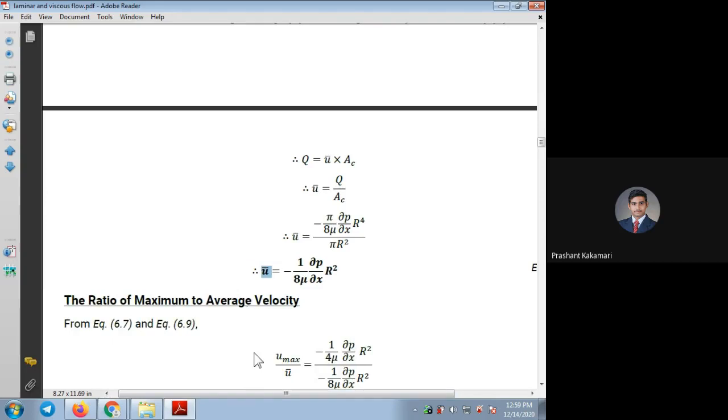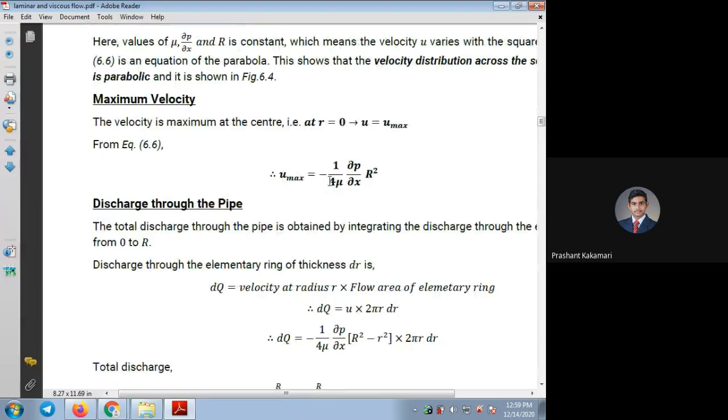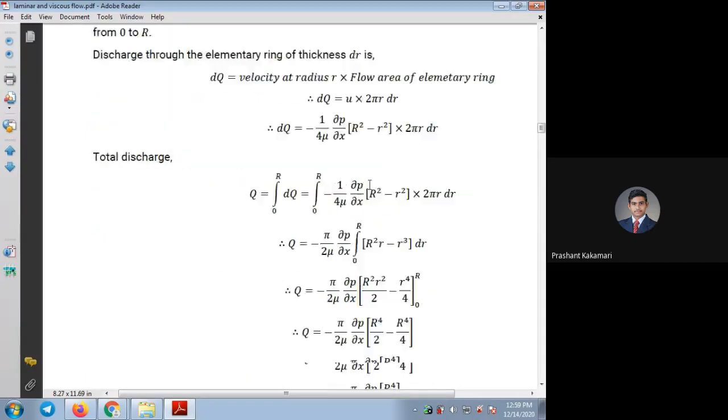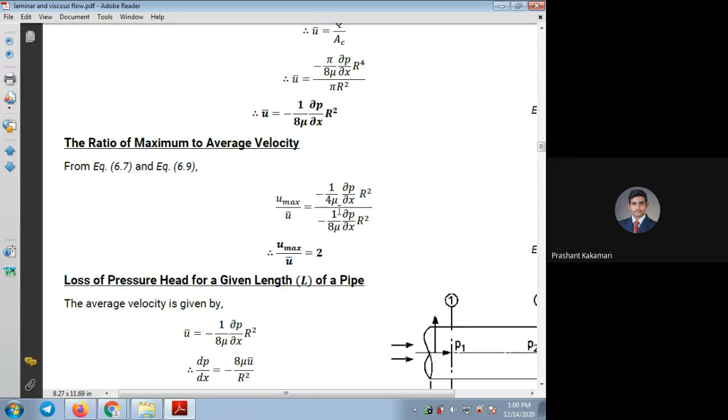Okay. So now, how much are this maximum and average velocity different, or how much is the change in the values? To find that, they are going to take the ratio of the maximum and average velocity. So what is the maximum velocity equation? Maximum velocity is minus 1 by 4 mu into dou P by dou x into R square, divided by the average velocity U bar, that is minus 1 by 8 mu dou P by dou x into R square. This is the ratio. Now I can tell the relation between the magnitude of maximum velocity and the average velocity.